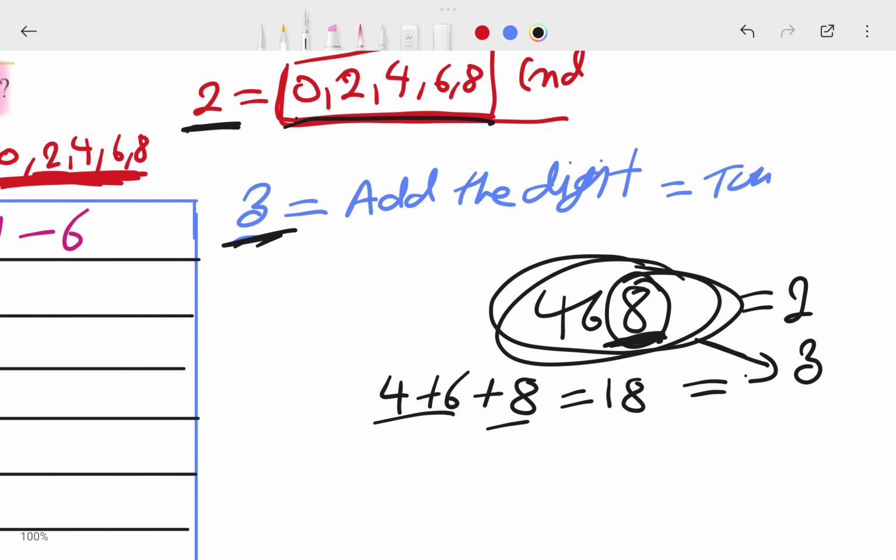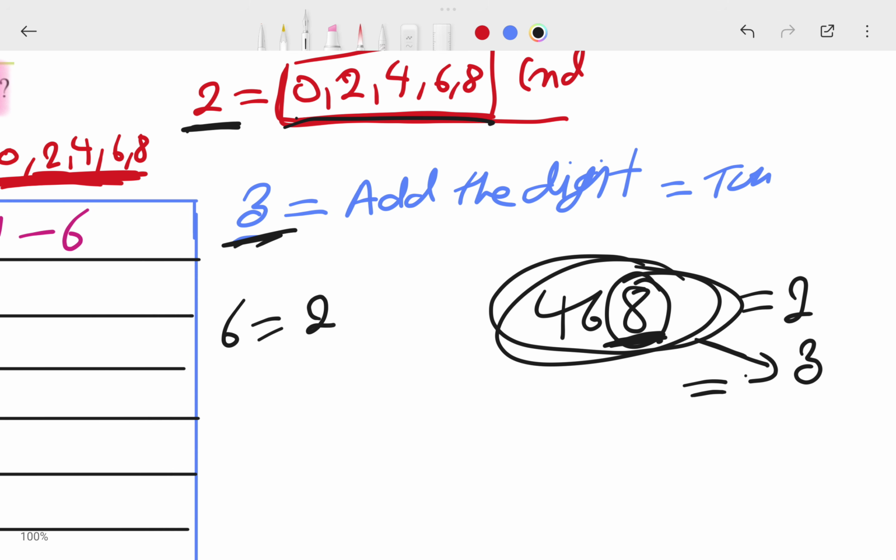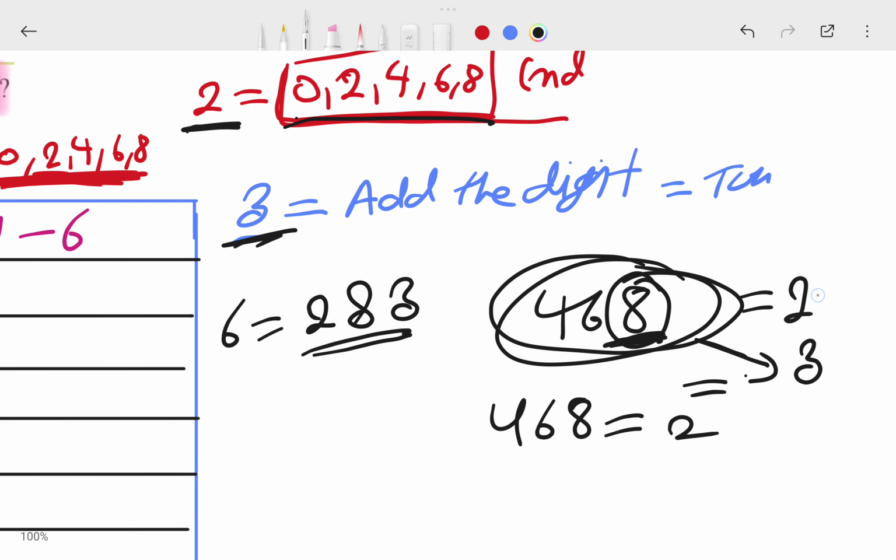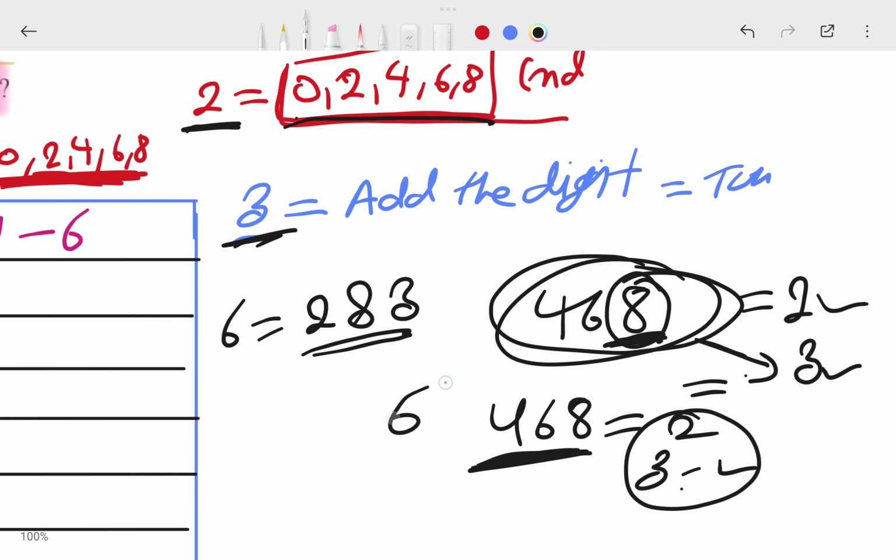Okay, so now what is the divisibility rule of 6? Do you know the divisibility rule of 6? When any number is divisible by 2 and 3, then this number is divisible by 6 also. So if you see, this is 468. Is it divisible by 2? Yes, it is divisible by 2. Is it divisible by 3? Yes, it is divisible by 3. So it means that it is divisible by both 2 and 3, so it is also divisible by 6.